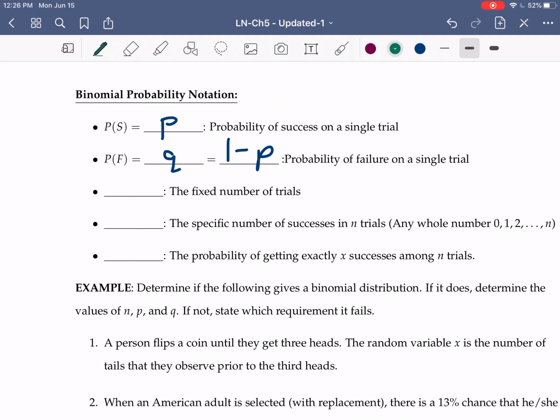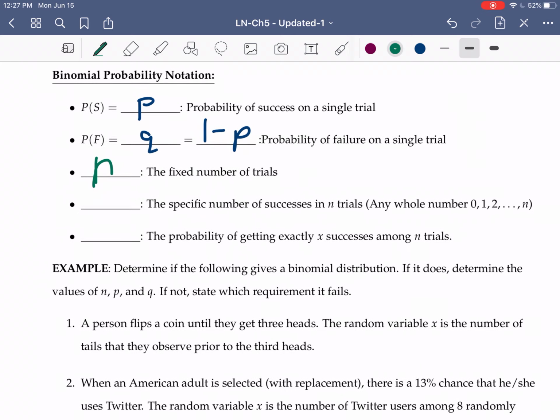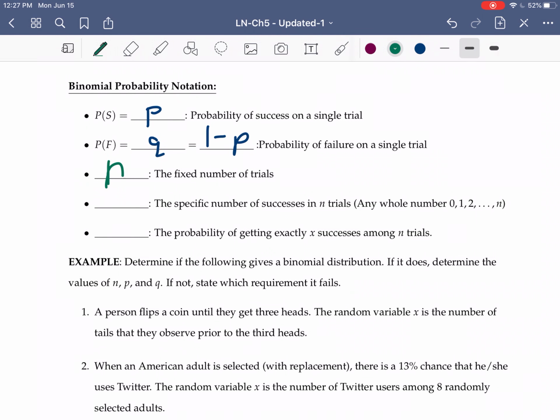We use a lowercase n to represent the fixed number of trials. For the specific number of successes in n trials, we use an x, although other books may use other notation, but we will use the letter x. Capital P of x will denote the probability of getting exactly x successes. So P of 2 is the probability that there are exactly 2 successes.